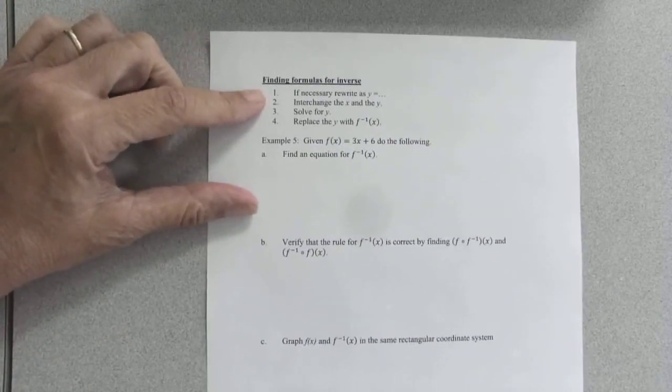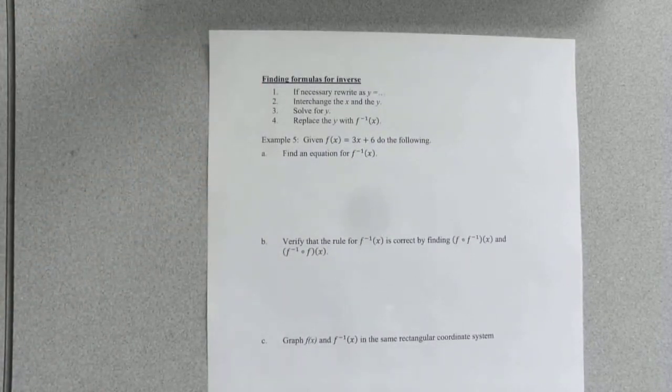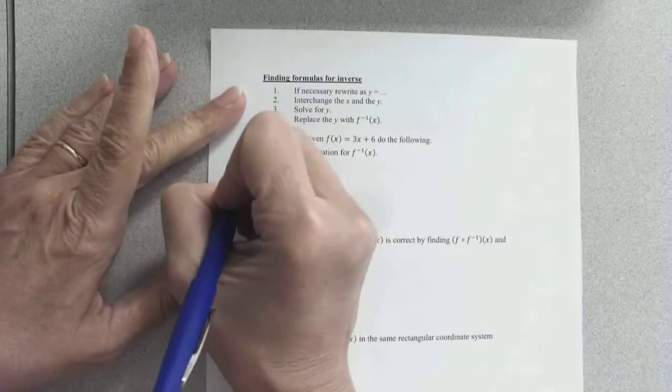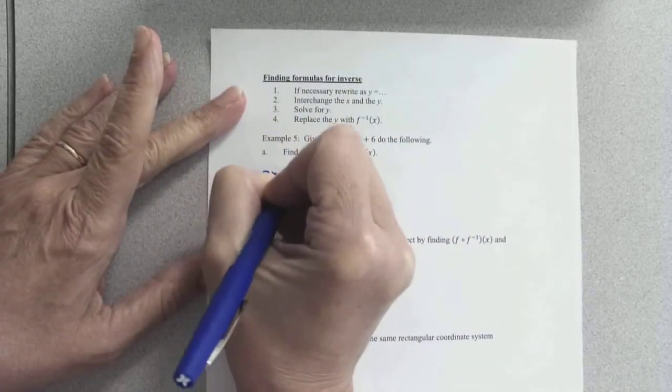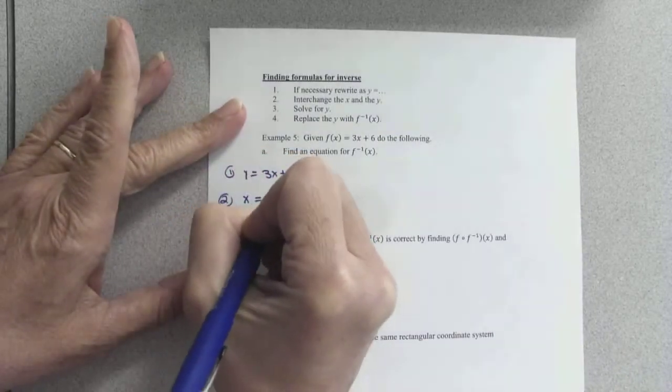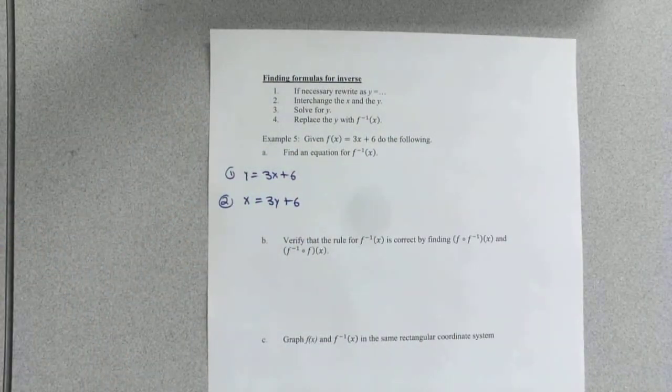And it's just a little 4-step process. 1, if necessary, rewrite as y equals. 2, interchange the x and the y. 3, solve for y. 4, replace the y with f inverse. So let's actually do it. Find an equation for f inverse. So doing my steps: 1, y equals 3x plus 6. 2, interchange the x and the y, and I literally mean just swap it around.